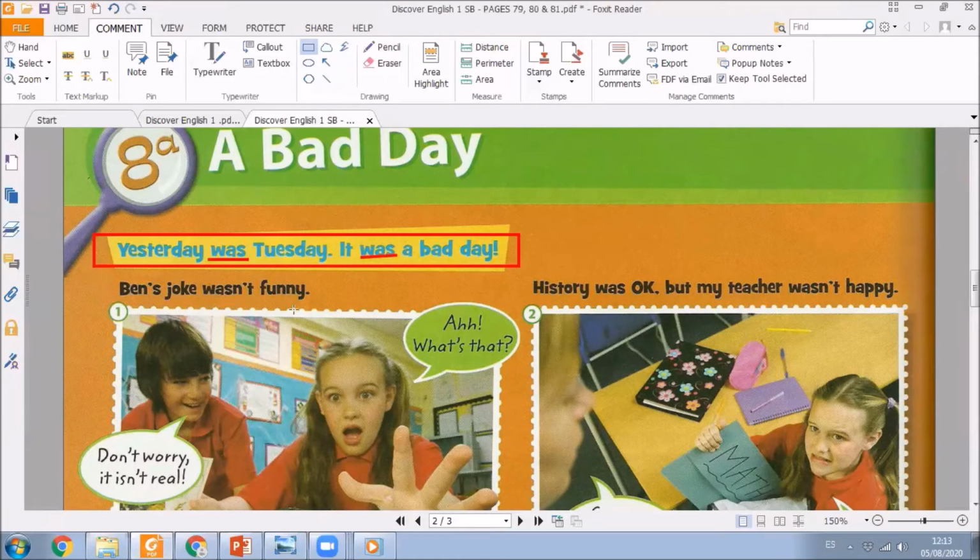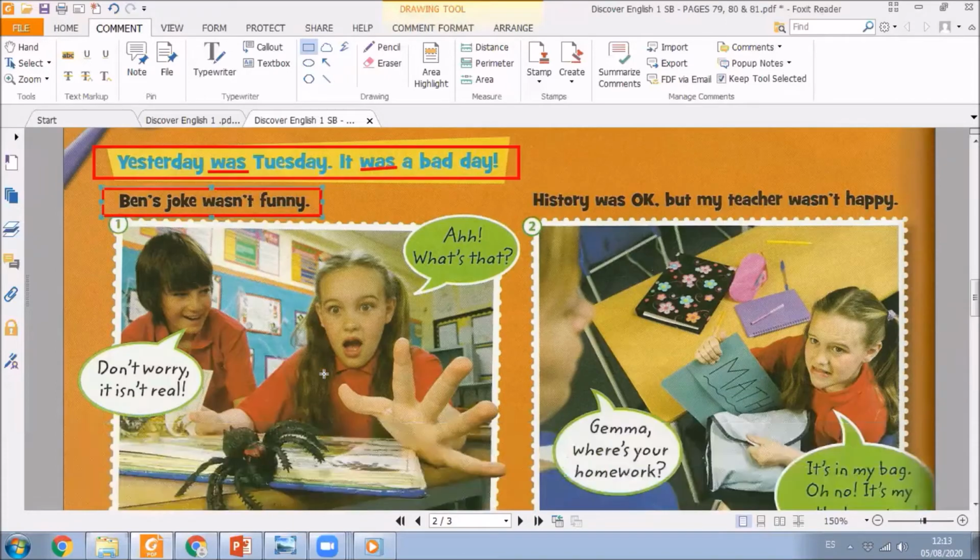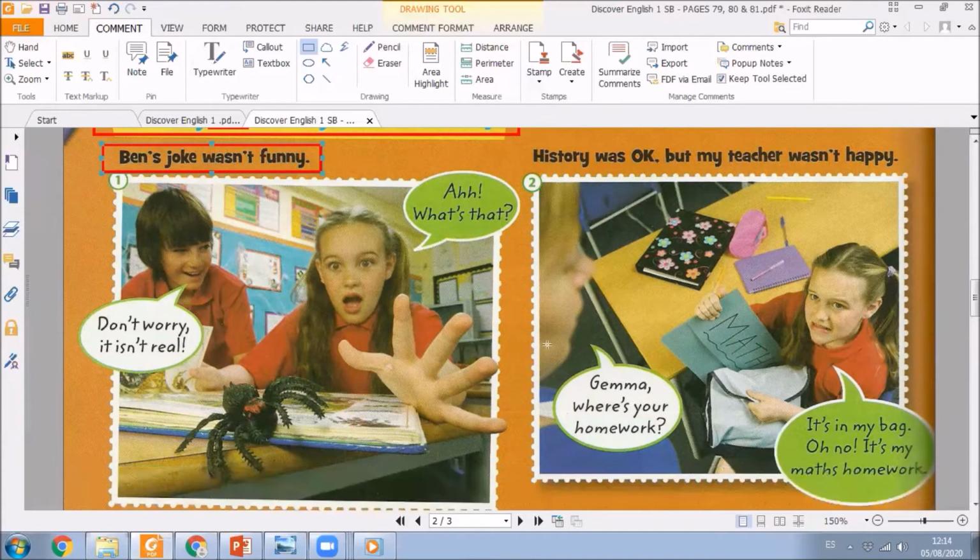Ben's joke wasn't funny. Don't worry, it isn't real. What's that? She asks, right? Now, history was okay, but my teacher wasn't happy. Gemma, where's your homework? It's in my bag. Oh no, it's my math's homework.